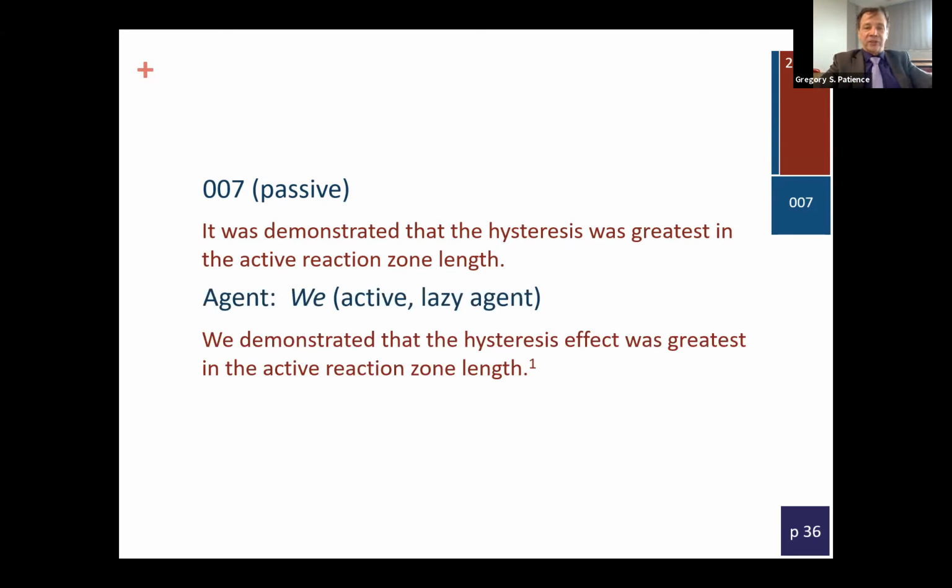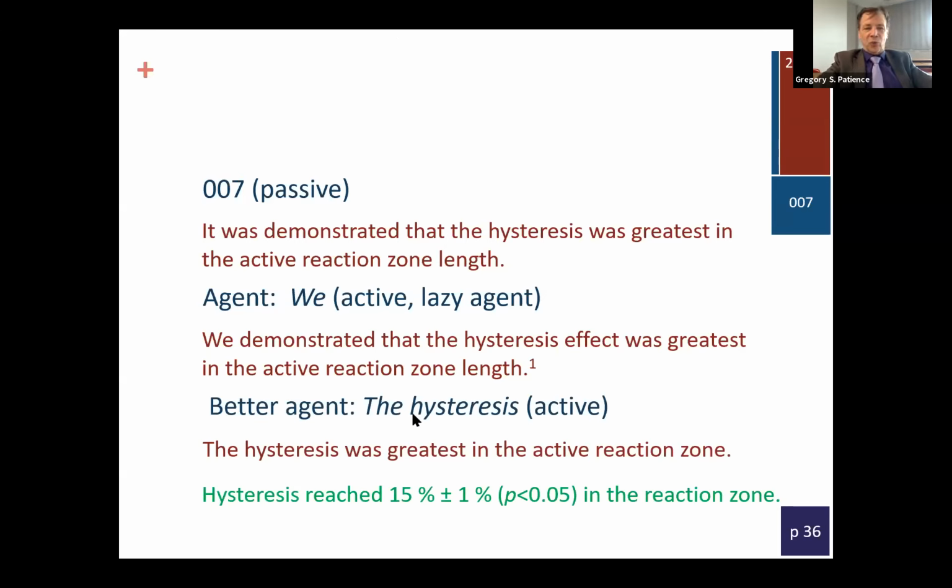And I call that the lazy agent because I don't care what you do. That's not important, okay? What's important was that the hysteresis was greatest in the active reaction zone, okay? But we still can improve it. So this is a better agent, okay? The better agent was the hysteresis. But even better than that would be to say hysteresis reached 15% plus or minus 1% in the reaction zone. So it's very precise. We are sharing exactly what is going on.